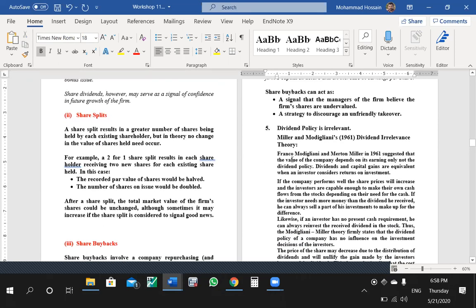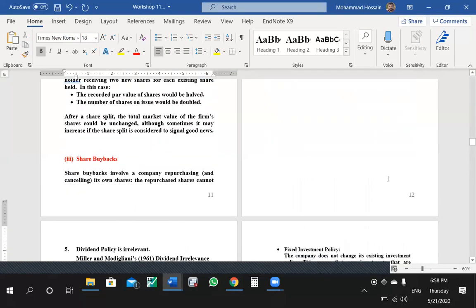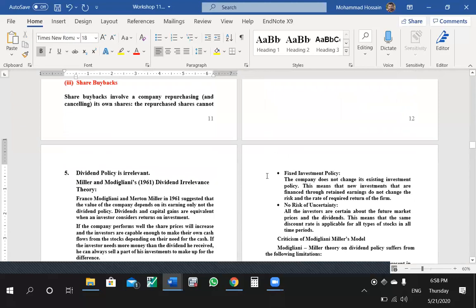All right. Dividend policy is relevant. We'll talk about this one now. Miller and Modigliani, MM. And another policy we have.